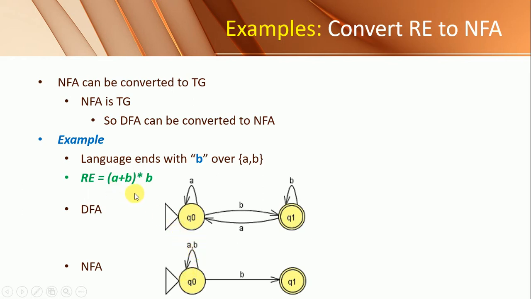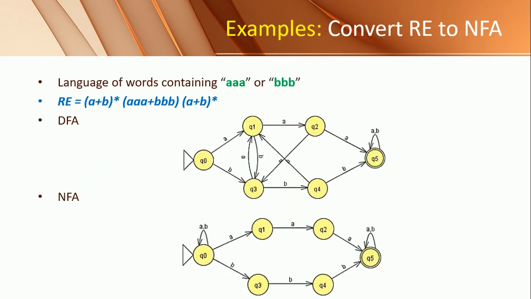This is a simple method that you have to create NFA. This is another example. You have to take a look. The first one is the DFA, which is more complex. The second one is the NFA: the language of words containing triple A or triple B. So first A, second A, third A, or first B, second B, third B, with any combination of A plus B. A simple method of NFA. NFA is simpler than DFA.